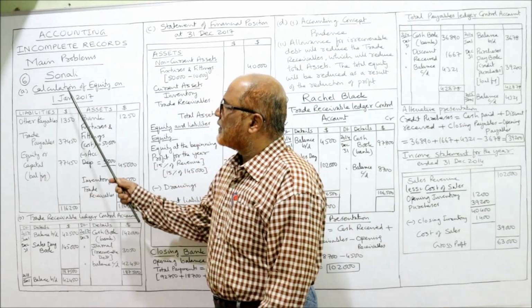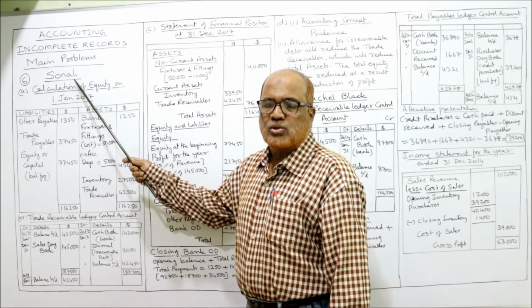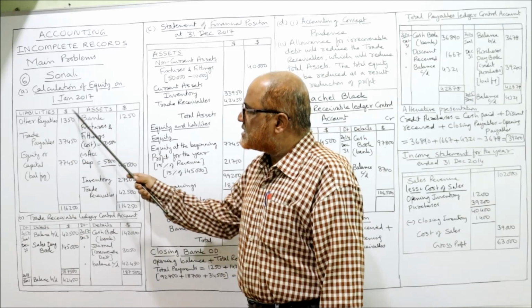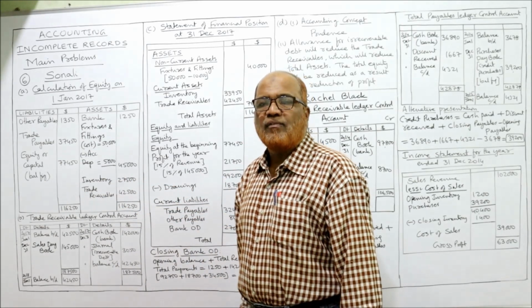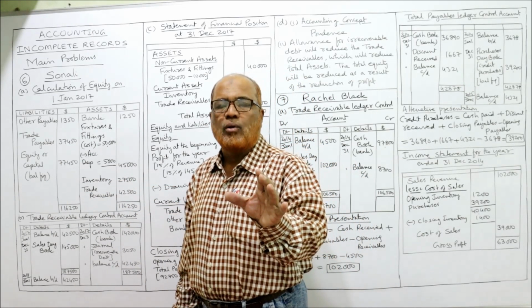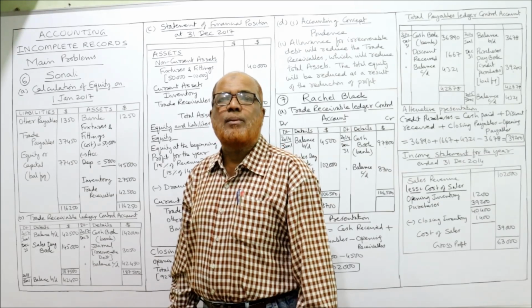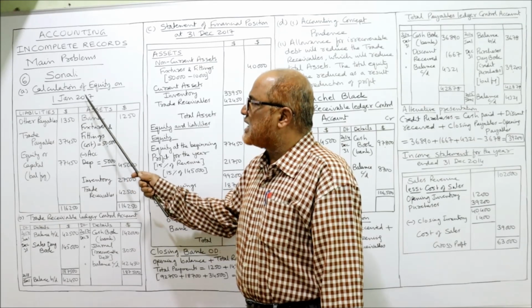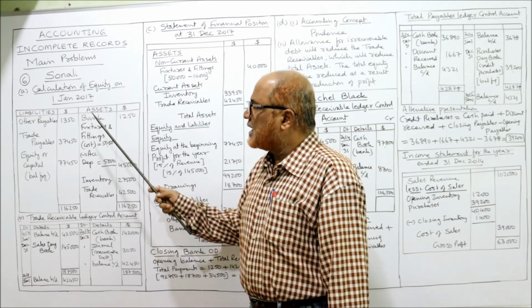So here I am making Sonali, the sole trader, calculation of equity on 1st January. This is a statement of affairs. A statement of affairs is a document listing all the assets and liabilities on a particular date. So when we are making this on 1st January 2017, assets.